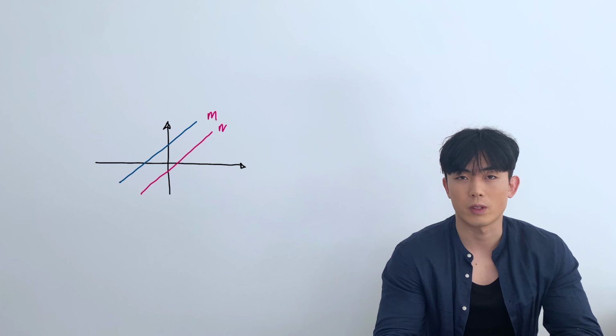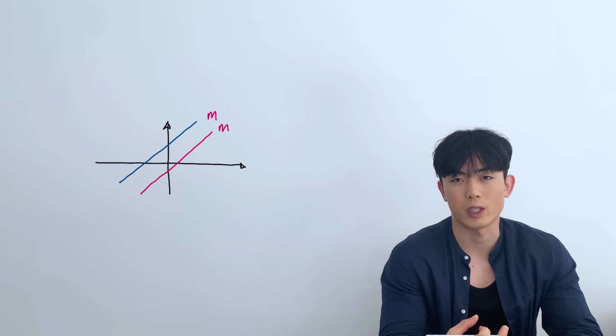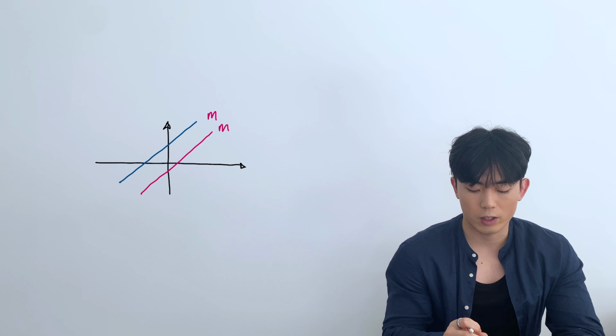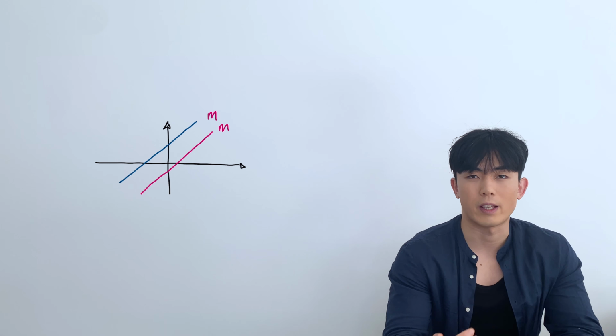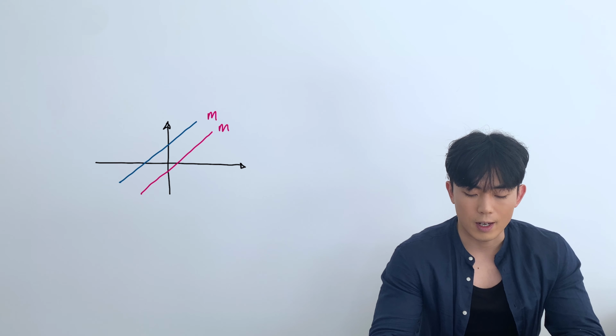So the way we know if two lines are parallel or not is when the m values are the same, so the gradient values are the same. In the previous video, we looked at how to find the gradients. If the gradient values are the same for each one, then we know that they are parallel lines. Right, so these are parallel lines.